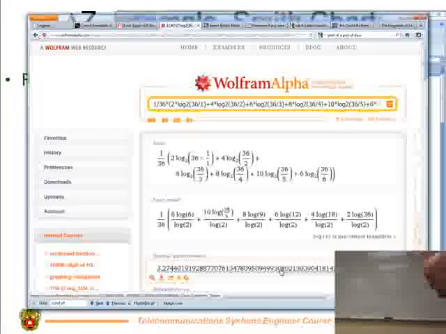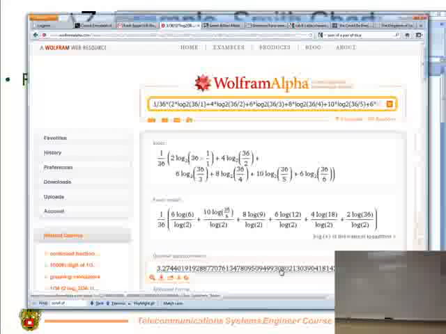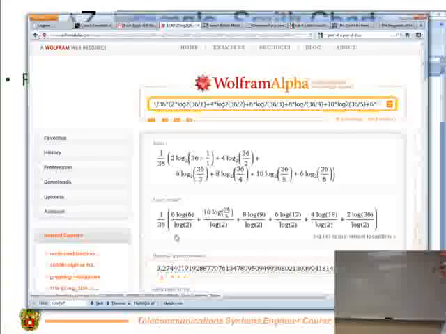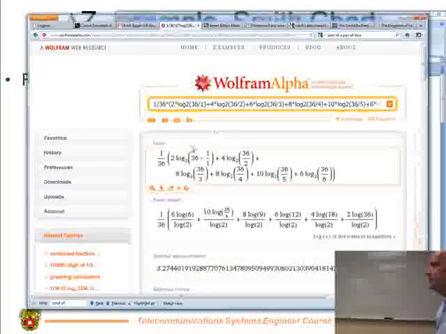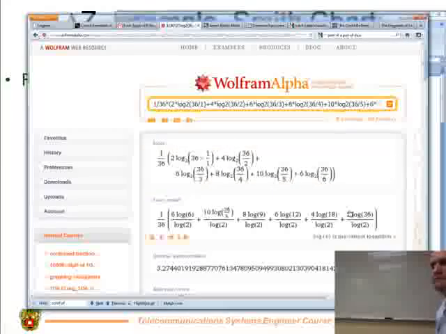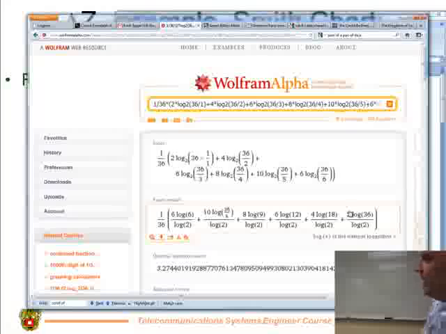All right. So, in other way to do that, just pull the 1/36 out front, and then you've got 2 log 36 plus 4 log 18 plus 6 log 36 over 3 plus 8 log 36 over 4 plus 10 log 36 over 5 plus 6 log 36 over 6, right? And that comes out to 3.27, and a little nod to Major Yarborough, 4.4.